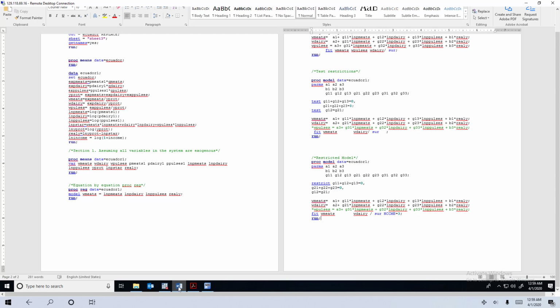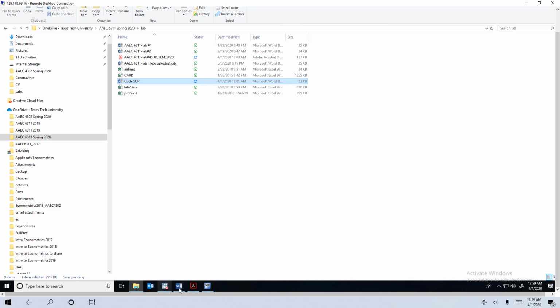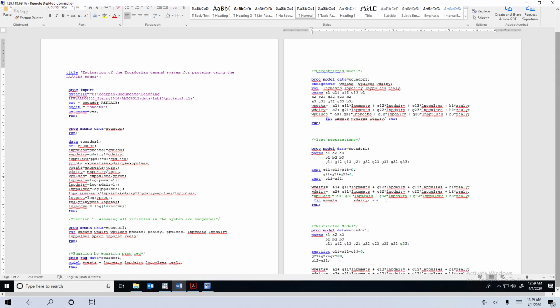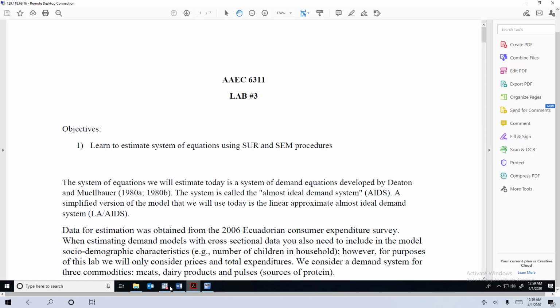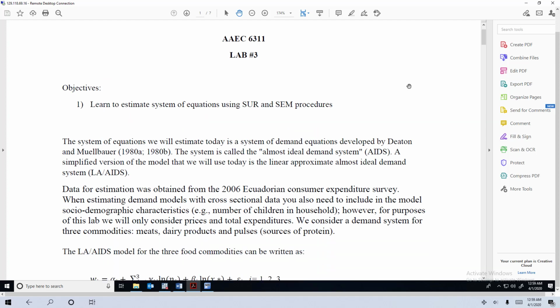So to start with, this is the description of the lab that you have access to. I sent you by email, and I posted it in Blackboard too. Basically, in this lab, we're going to learn to estimate systems of equations using both SUR and also simultaneous equation procedures. So I'm going to be dividing the lab in two parts.